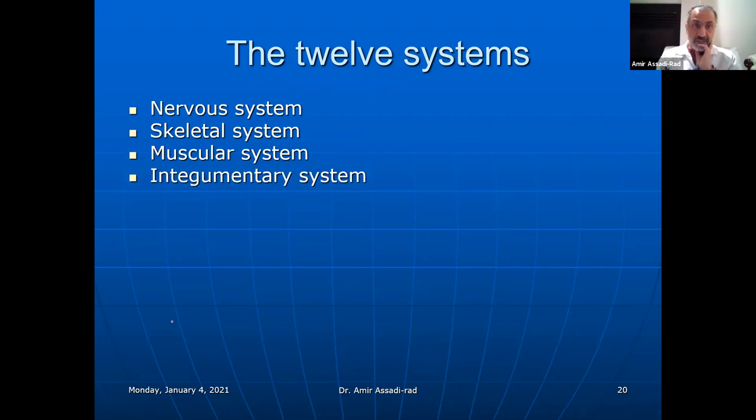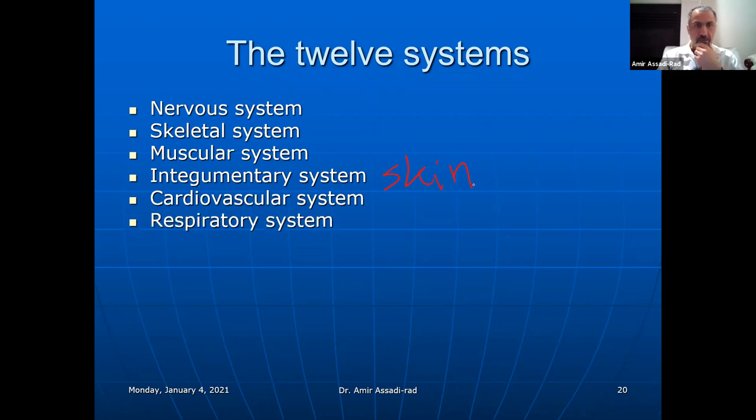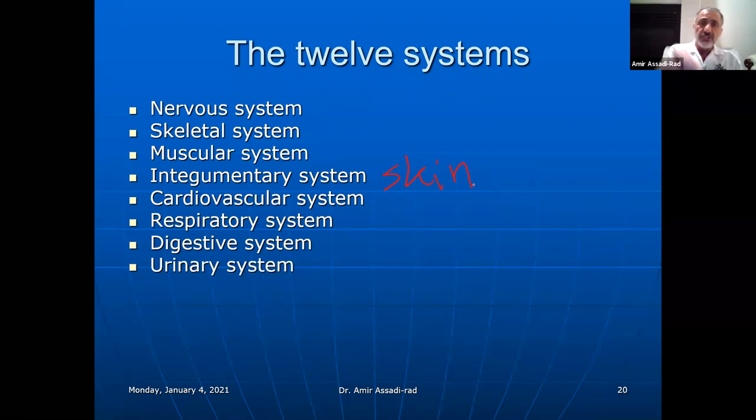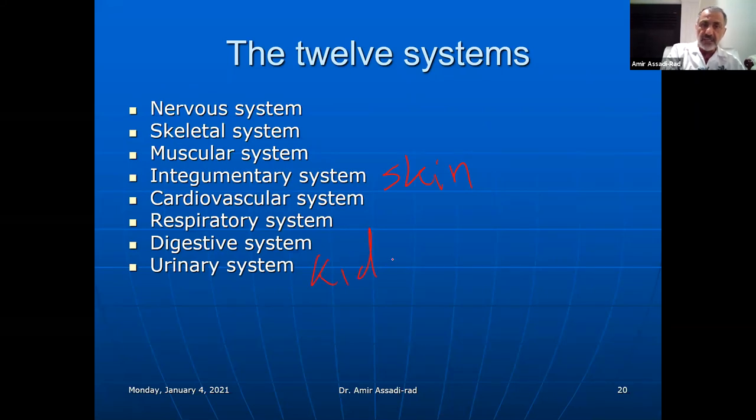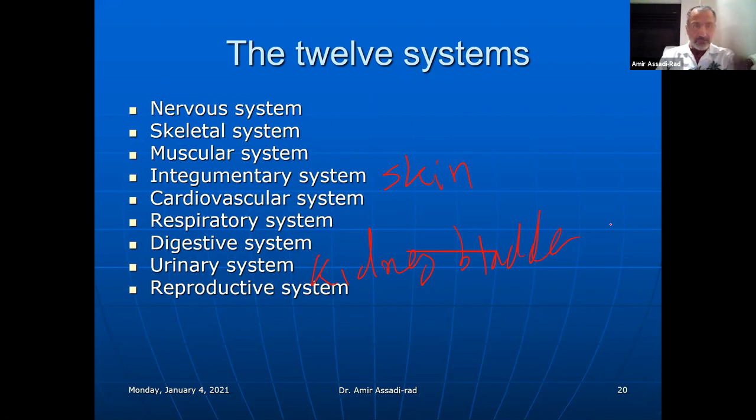Nervous system, skeletal system, muscular system, integumentary system, that would be your skin, okay? Cardiovascular system, of course, your heart and blood vessels. Respiratory system, you know that, your lungs. Digestive system, your esophagus, intestine. Urinary system is your kidney, bladder, ureter, urethra, all of that. Reproductive system, you're familiar with that. Endocrine system, your glands. And then your sense organs, which are part of the nervous system.